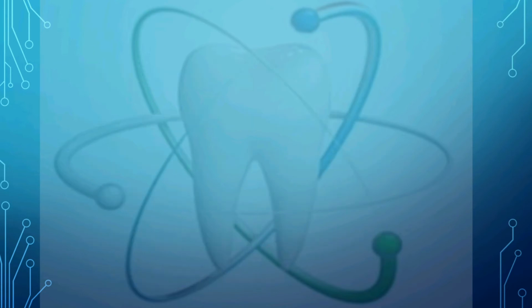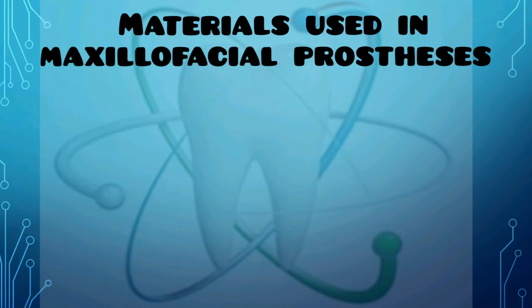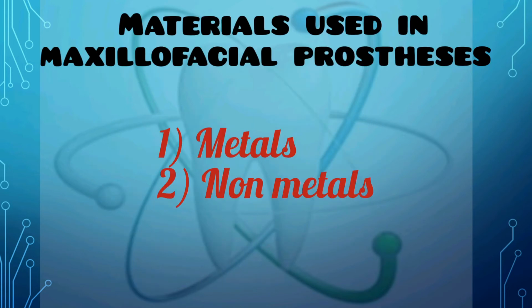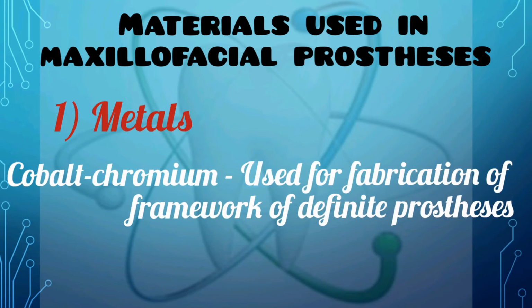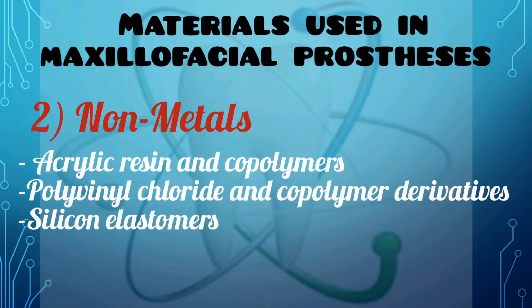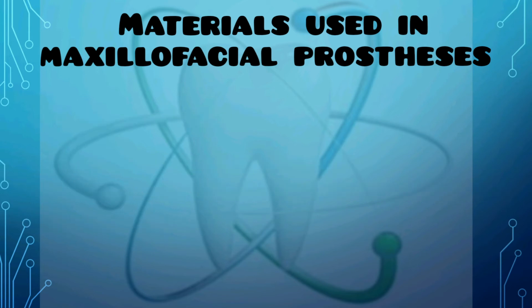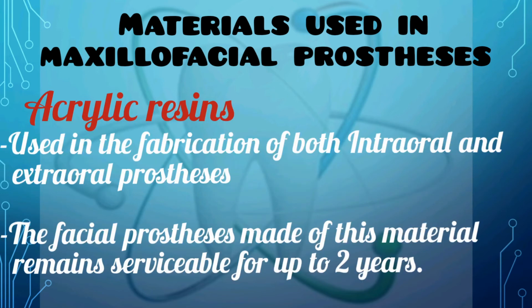Next, we can briefly go through the materials used in the maxillofacial prosthesis. The materials available for making the maxillofacial prosthesis include metals and non-metals. The metals usually include cobalt chromium, which is used in the fabrication of the framework of the definitive prosthesis. The non-metal materials include acrylic resin and copolymers, polyvinyl chloride and copolymer derivatives, silicone elastomers, etc. First, we will go through the non-metal materials.